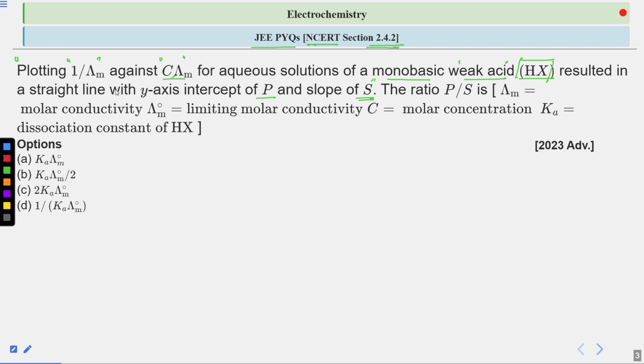The graph which you are plotting for 1 by lambda m against C lambda m for a weak acid HX is a straight line with a y-axis intercept of P and a slope of S. So the graph is a straight line, the intercept of the graph on the y-axis is P, and the slope of the graph is S.